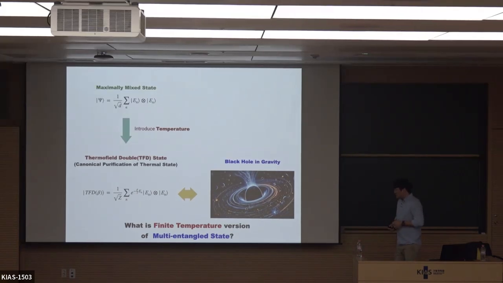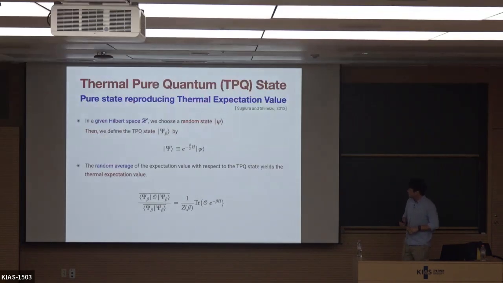It's very easy. However, now you have three or four or more parties. Then we know what a maximally multi-entangled state is, but how can we introduce temperature? And this temperature in general is not one temperature. It could be many temperatures because each boundary could have a different temperature. So it's a very confusing part. We still couldn't reach a final answer, but we have some suggestion.